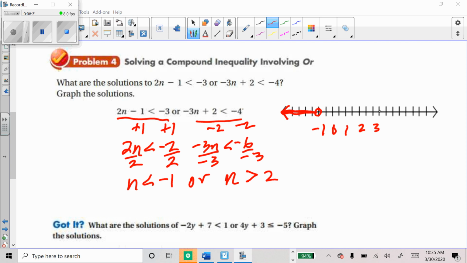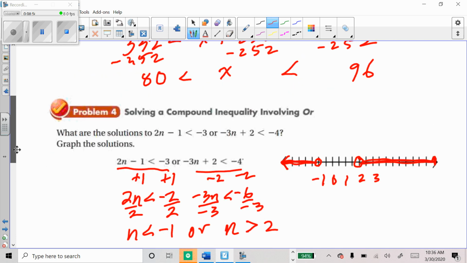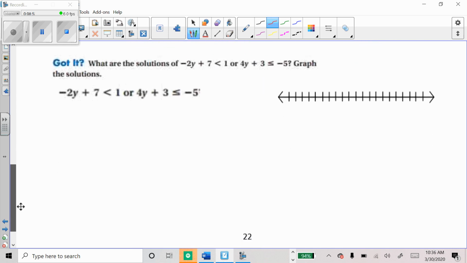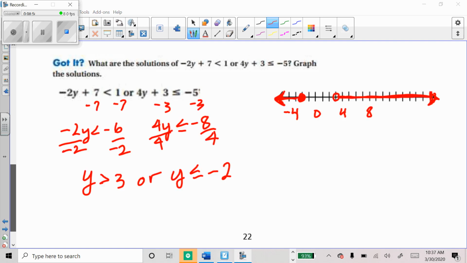Now when you graph that, you actually have 2 different parts to your graph. The n is less than -1 part, and the n is greater than 2 part. All right, so go ahead, you try the next one here. And you can pause now and then check back for the solution if you'd like. So that solution should look like this.